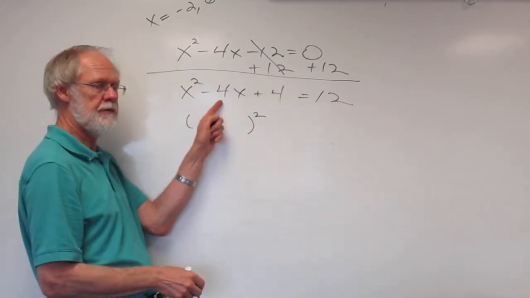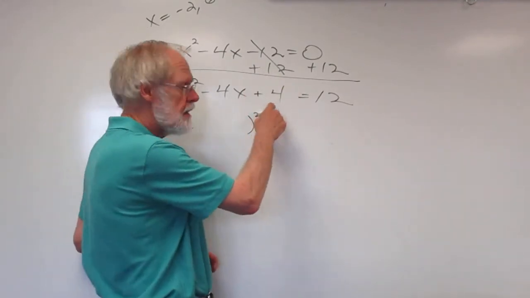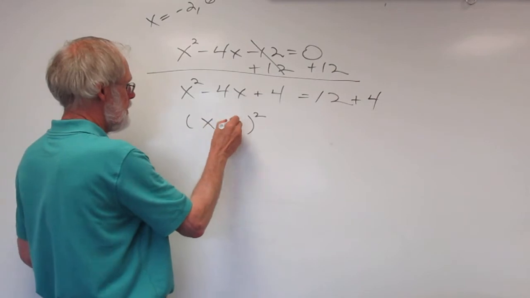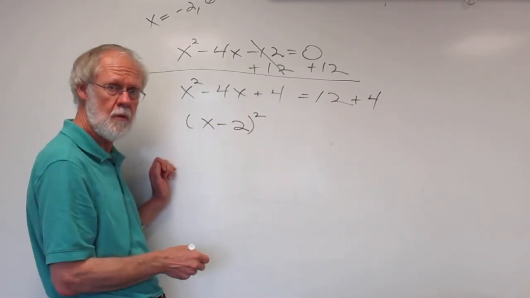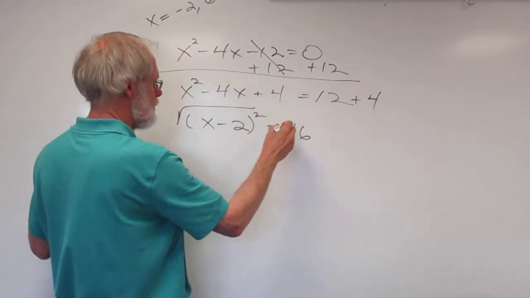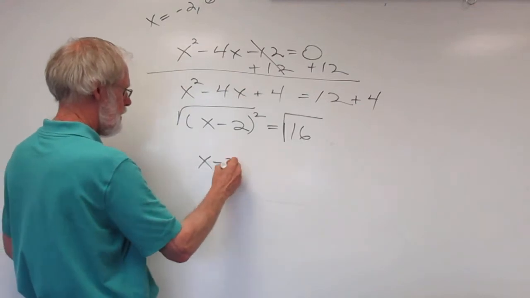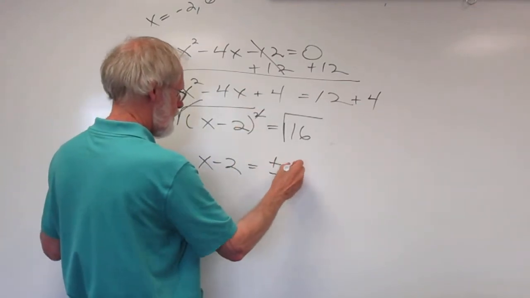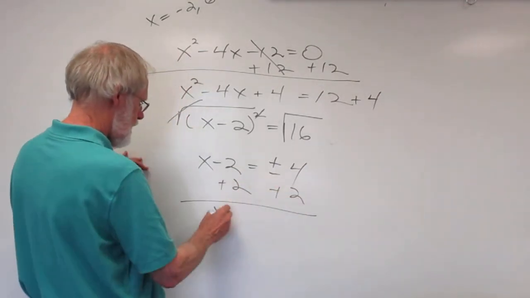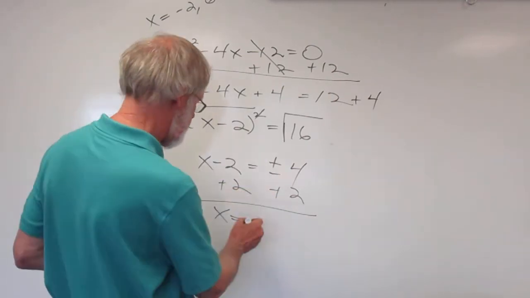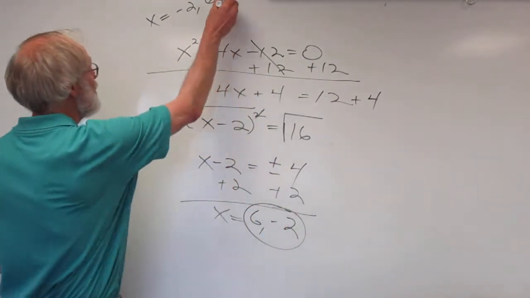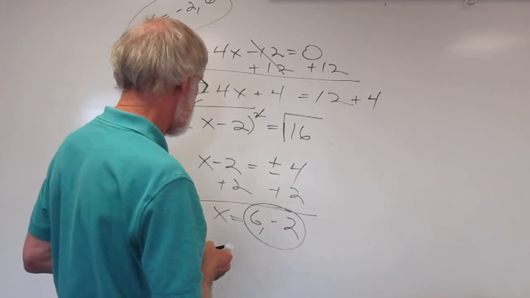So 4 divided by 2 is 2, and 2 squared is 4. If I added 4 to this side, I have to add 4 to the other side. Now, this factors into x minus 2 squared equals 16. Take the square root of both sides, and we get x minus 2 equals plus or minus 4. Plus 2, plus 2. I get x equals, now 4 plus 2 is 6, and 4 minus 2 is negative 2. And in fact, those are the same two answers we got by factoring.